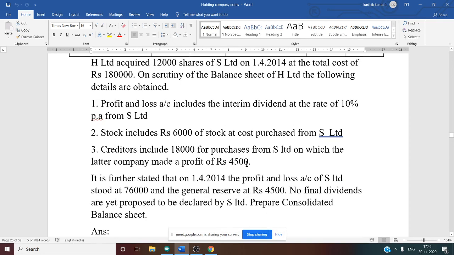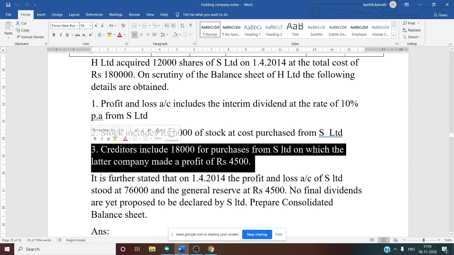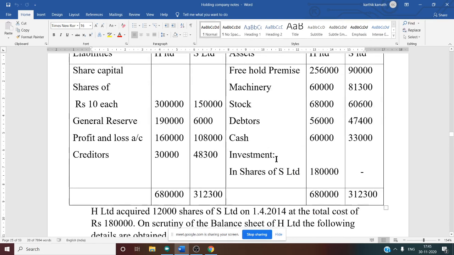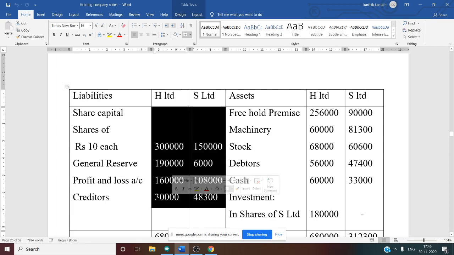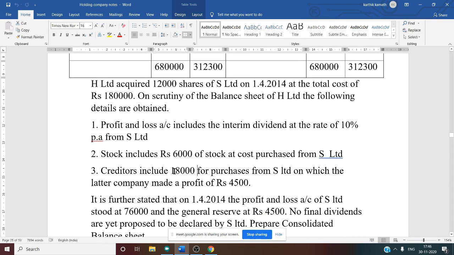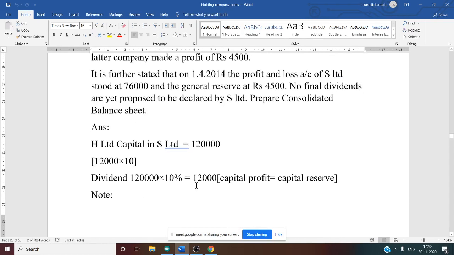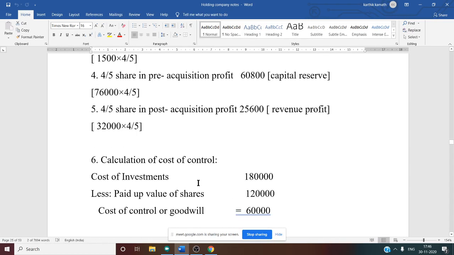See this intercompany transaction, adjustment number 3. Creditors include 18,000 for the purchases from S Limited, meaning here the subsidiary company is supplying the goods to the holding company. So it affects both sides, asset as well as liability side. Total debtor information we want, total creditor information we want. Total means combined debtor, holding plus subsidiary, and combined creditor, holding plus subsidiary. From this you have to deduct 18,000 on both sides.